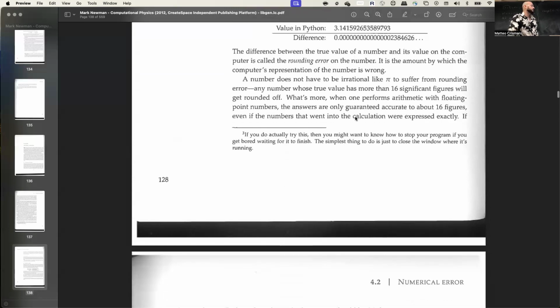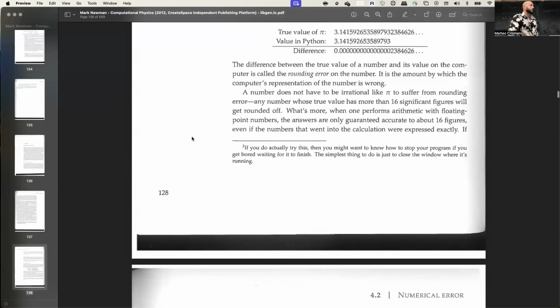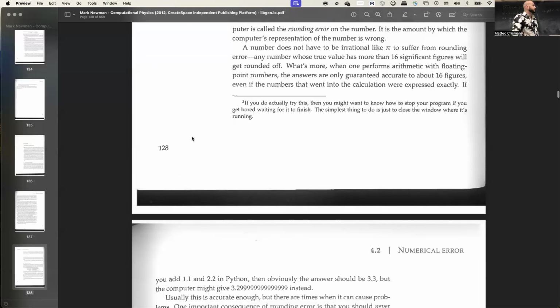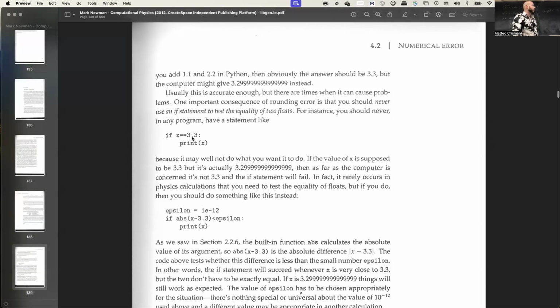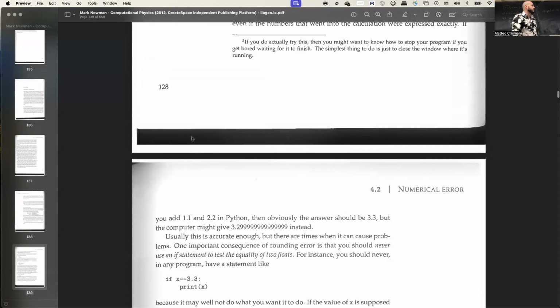So a number does not need to be irrational to suffer from this numerical error. As long as the number is more than 60 significant figures, it will just pretty much round off. This means that our calculations in Python will be guaranteed accurate to that 60 significant figures.